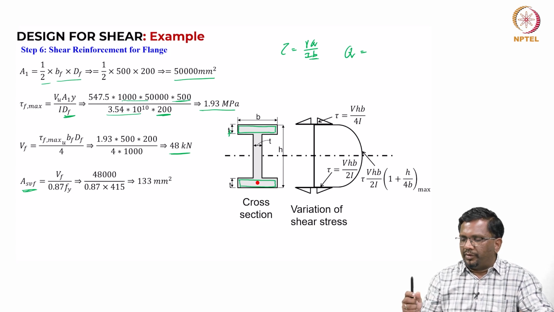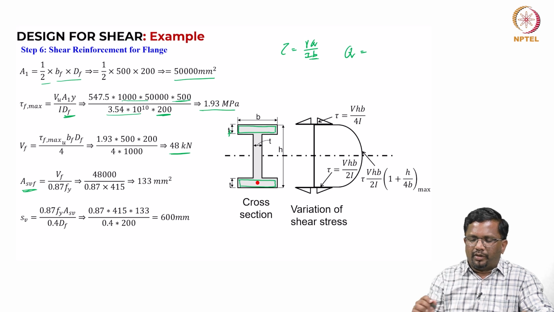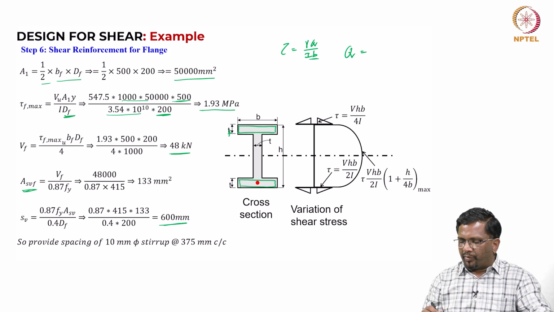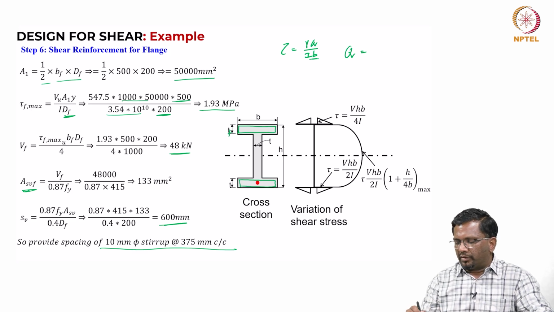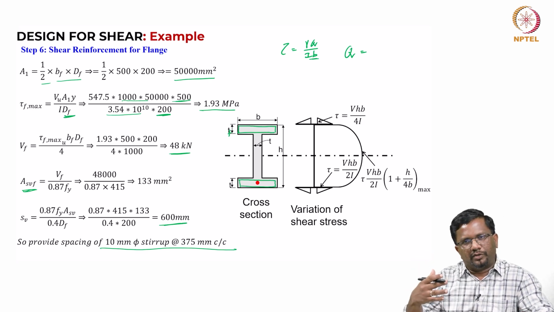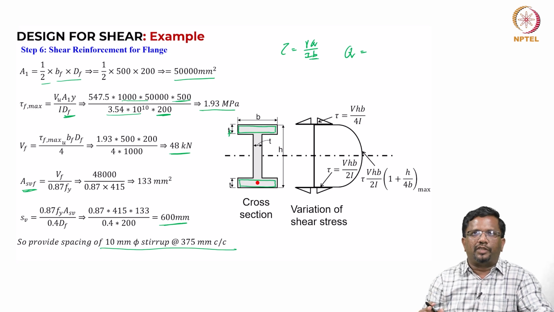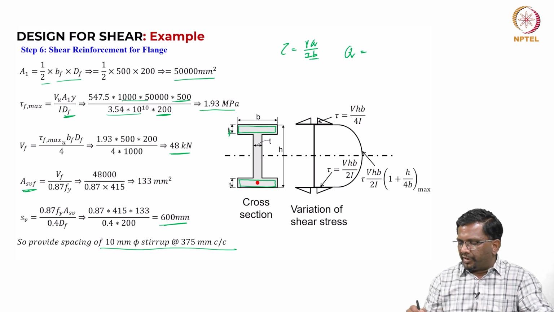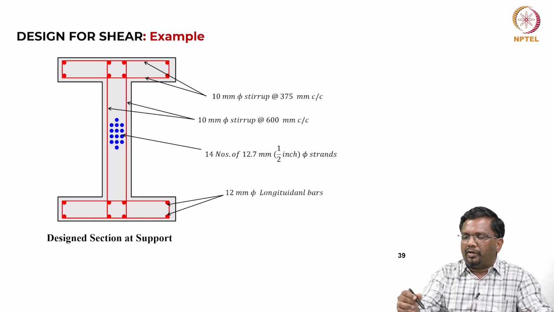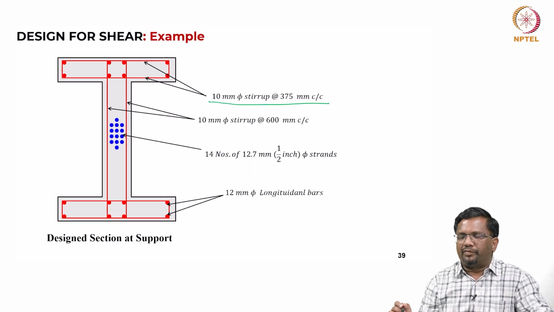So, if you do that, you get your SV as 600 millimeter. Again, we have to provide some nominal stirrups, which is 10 mm stirrups at 375 center to center. You put some nominal stirrup, because 600 mm is too large a spacing. So, again for that horizontal stirrup requirement you have to satisfy the spacing requirement. So, spacing cannot be more than 375 millimeters, so we can put it at 375. So, for the flange you can see 10 mm stirrup at 375 center to center.